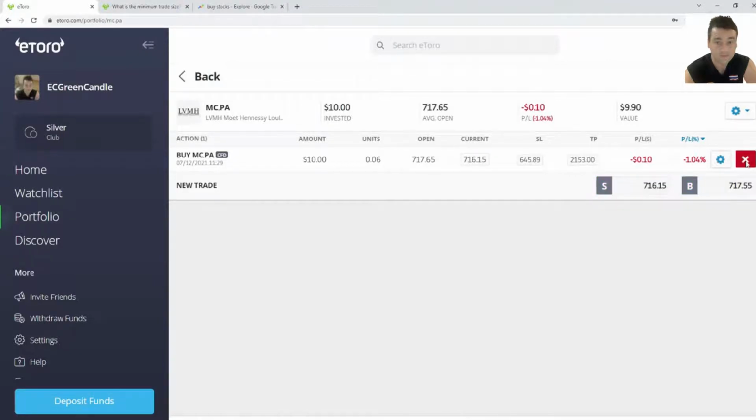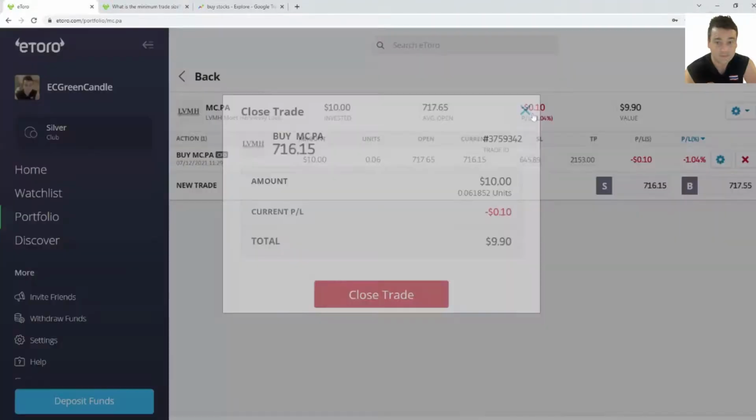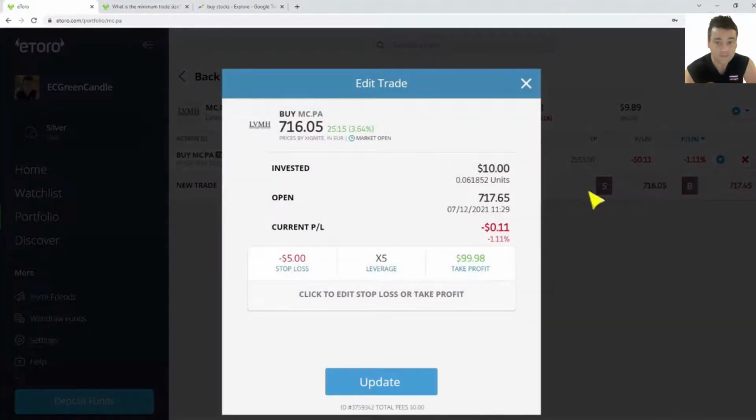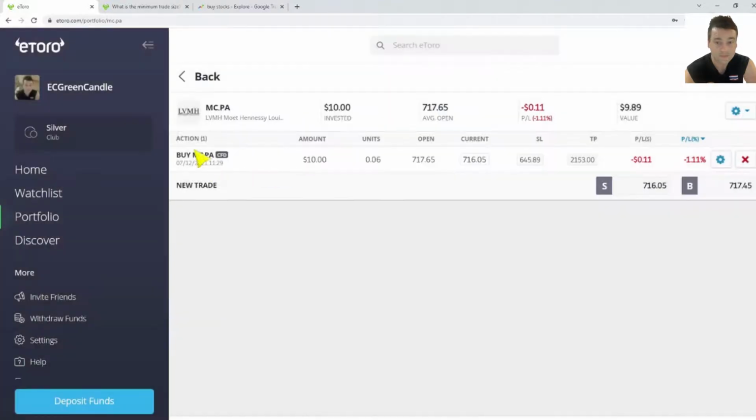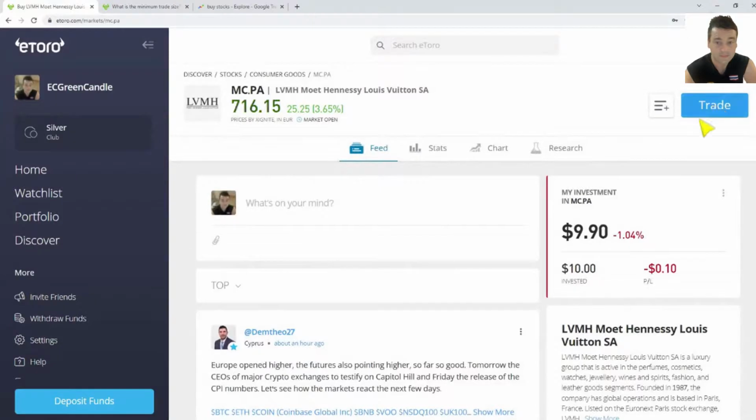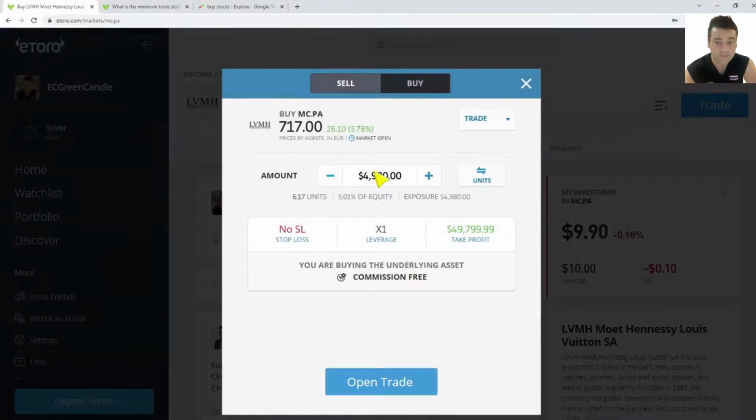I wouldn't recommend using leverage to short stocks, and with buying stocks it's not for beginners. You just need to be careful, because you can lose your money when you're starting out trading with that. So just be careful of that.